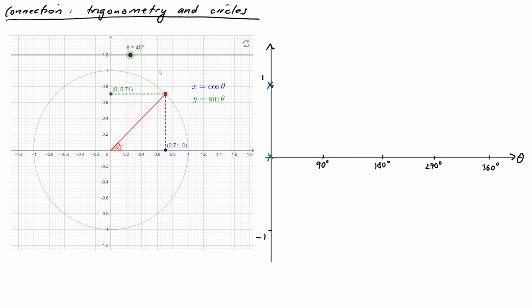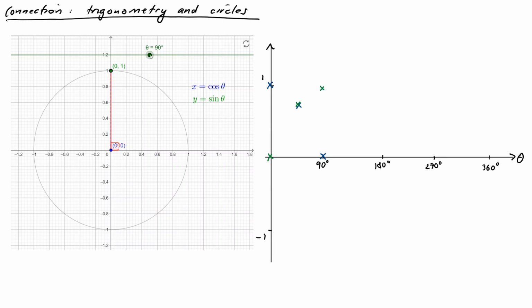Once we've got to 45, you can see that the cosine curve has come down to about 0.71. And the sine curve has come up to about 0.71. So we can mark those 2 points on our axes and continue. So now I'm going to continue on to 90 degrees. And here we can see that my cosine has dropped right away to 0. My sine is now at 1, so I'm just going to mark them on my graphs.